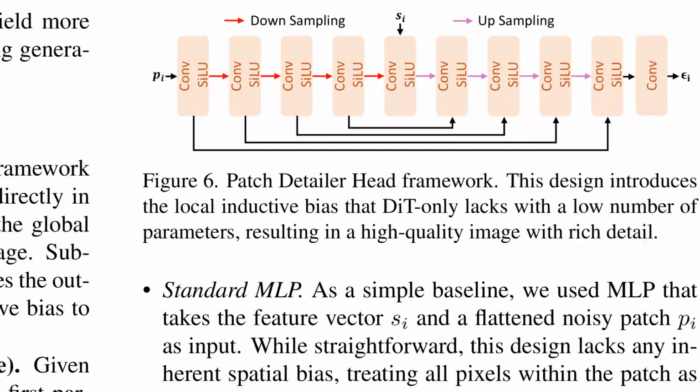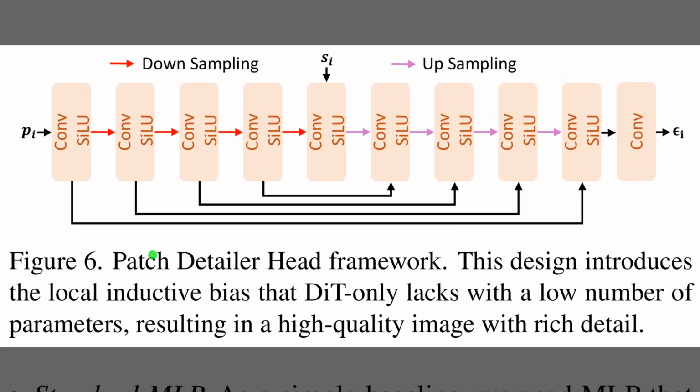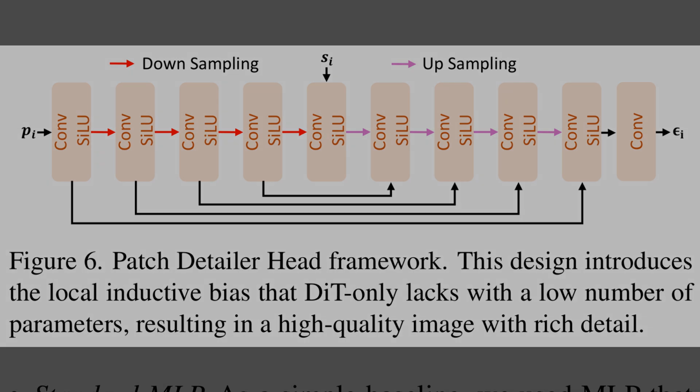Figure 6 shows how the patch detailer head actually restores fine details inside each image patch. The chain of blocks in the middle is a tiny U-net, which means a network that first compresses spatial information, then expands it again so that it can capture patterns at multiple scales. Each block combines a convolution layer and a SiLU activation, and skip connections link matching stages so local textures stay coherent. The noisy patch pi enters on the left, the global context feature psi is injected near the bottleneck, and the refined noise prediction epsilon I emerges on the right, giving sharp edges with very few extra parameters.